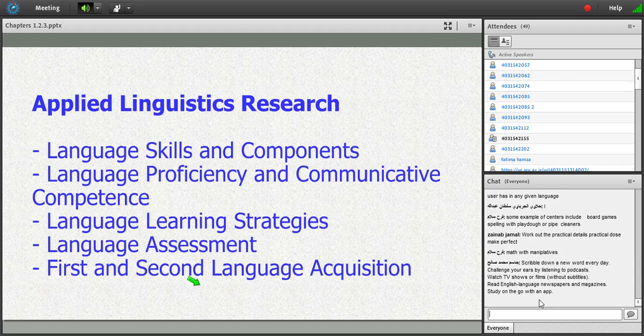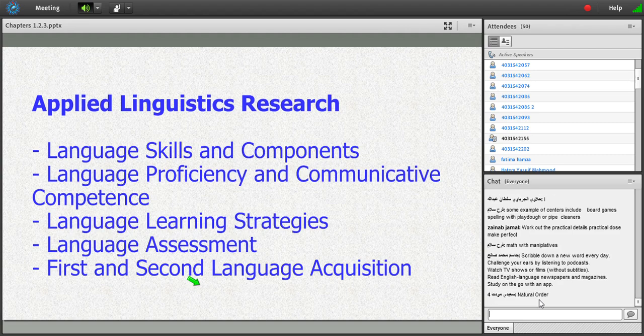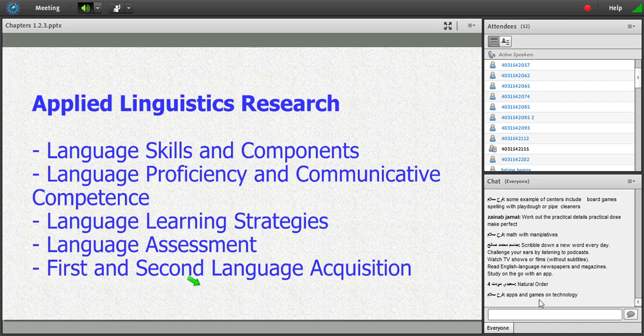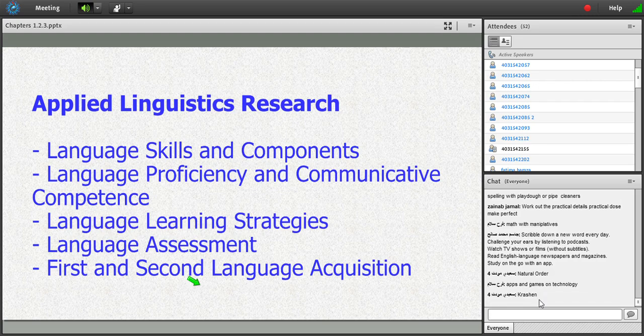For example, a mother is a researcher and decides to observe her child from the very early days of being born to see how language develops. Do you know Krashen's model, natural order? Have you heard of it in your methodology course? Natural order. Have you heard Natural Order by Krashen? Krashen is a great figure in our field of study.